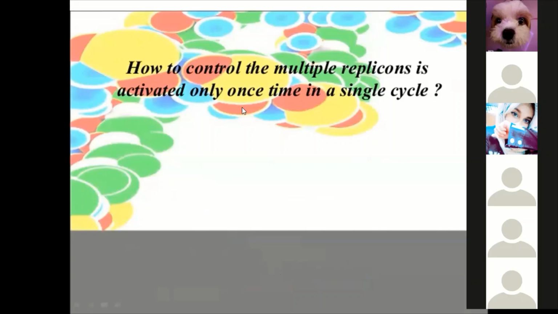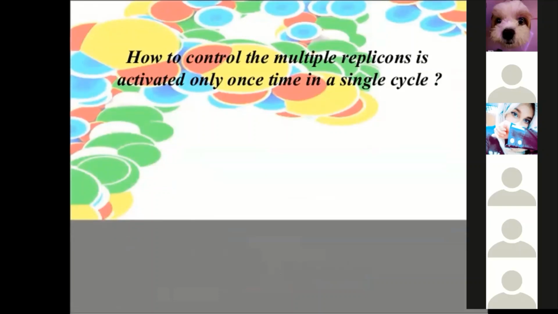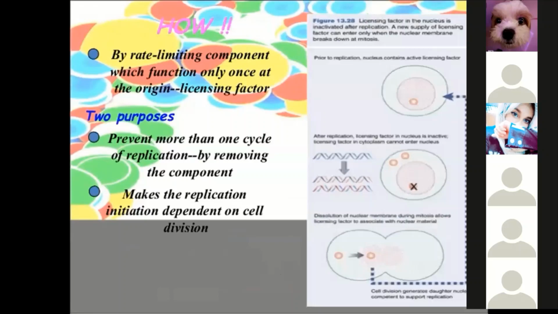So how do we control the multiple replicons so that they are activated only once? These are some of the positive controls. There are some more things which can also control that replication takes place only once, that an origin gets activated only once. So there are some more things which help for that.